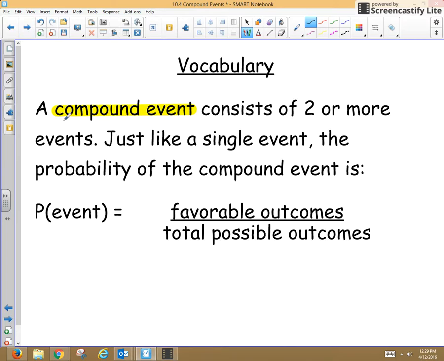Our next vocabulary that I would like you to copy down is a compound event. A compound event consists of 2 or more events. Just like a single event, the probability of a compound event is the favorable outcomes divided by the total possible outcomes. This is a ratio. So go ahead and copy this down and also include this fraction in your work.